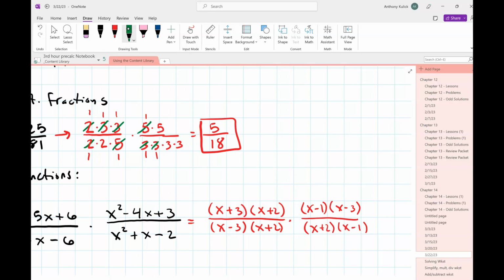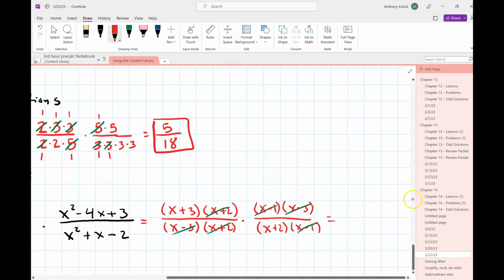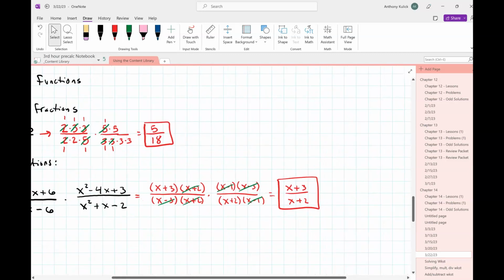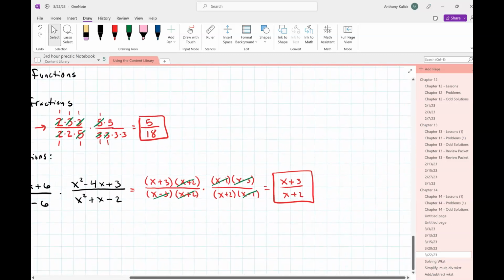And from here, we can start reducing. Anything from the top can reduce with anything on the bottom. So we're just left with... who says that's completely correct? Turns out it's not.